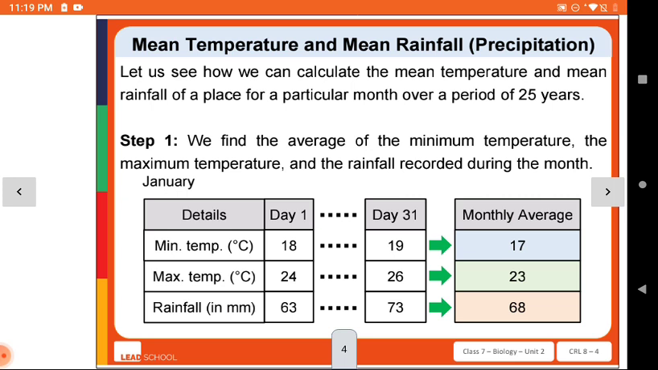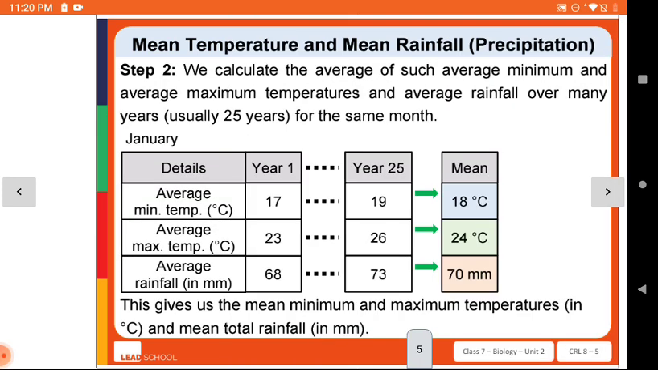Let's see. Step 1, we find the average minimum temperature, maximum temperature and rainfall recorded during a month, January. So students, mean temperature and mean rainfall. Step 2, calculate the average of the minimum and maximum temperature and the average of rainfall over many years, usually 25 years.